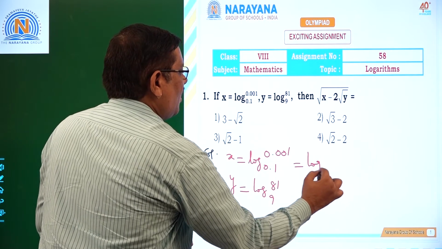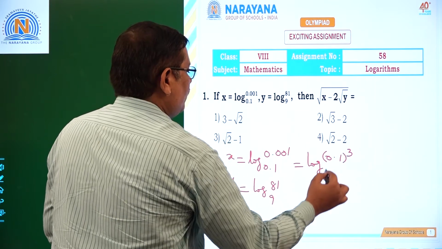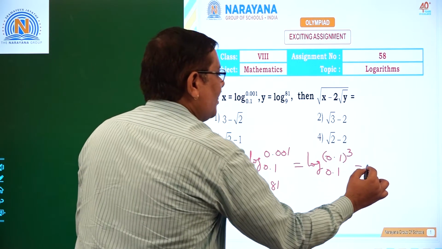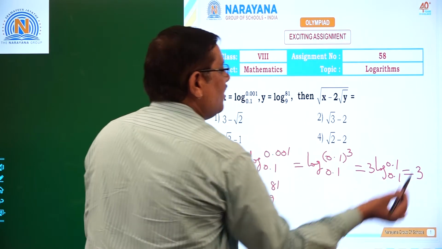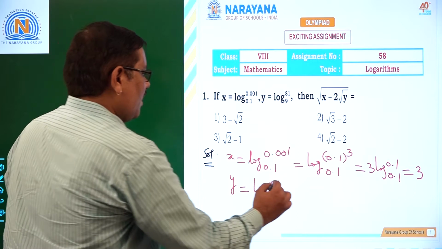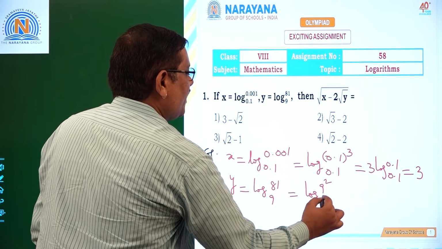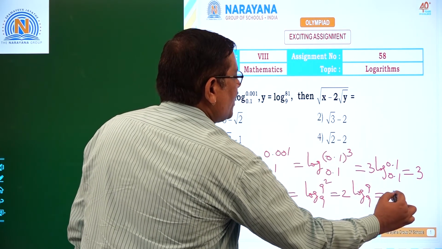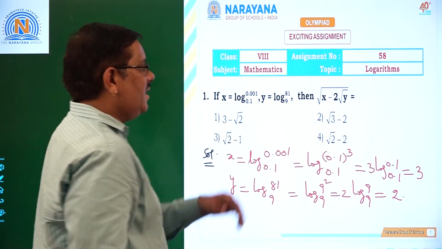We can write log 0.001 as 0.1 whole cube to the base 0.1. By power rule we can say it as 3 log 0.1 to the base 0.1, that is nothing but 3, because log a base a is nothing but 1. So 3 times 1 is 3. Here also, log 81 we can write as 9 square to the base 9, that is 2 into log 9 base 9, that is 2 times 1, that is 2. So x is 3, y is 2.